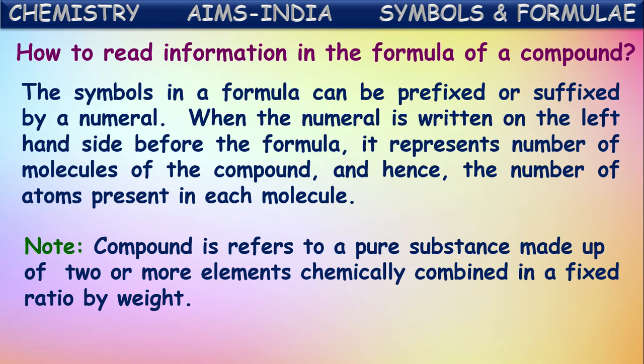Elements are the pure substances which contain only one kind of atoms, isn't it? There are 118 elements discovered so far. And next, one more category of pure substances is compounds. Compounds means the pure substances which are made up of only one kind of molecules. Those molecules might be made up of the same or different kinds of atoms combined chemically. So a compound refers to a pure substance made up of two or more elements chemically combined in a fixed ratio by weight. Okay.